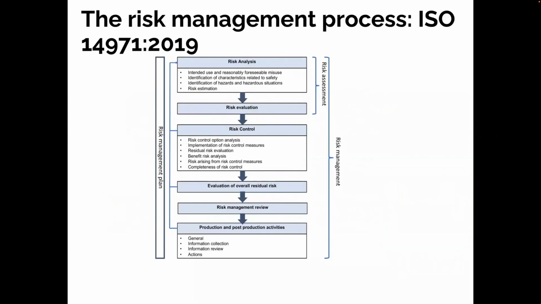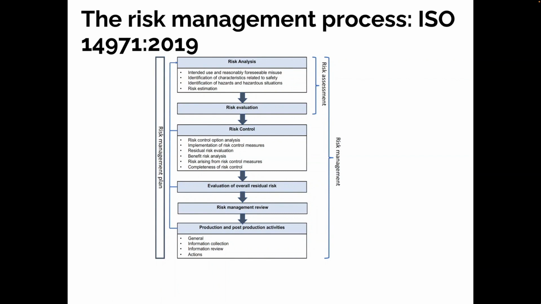So this is taken from the standard. We'll go into details. There are various stages within risk management. It starts with risk analysis, and then you evaluate the risks, and that combination is called risk assessment. Then you talk about controlling the risks, and you understand, if you control the risk, what the overall risk of the device is. And then there's a degree of management review to sign it off.